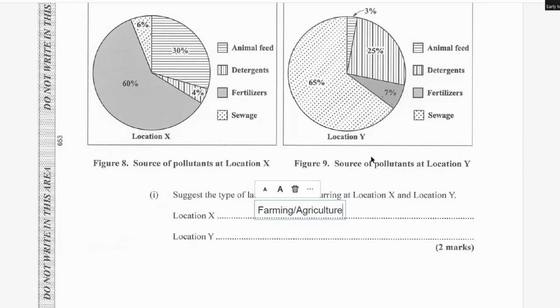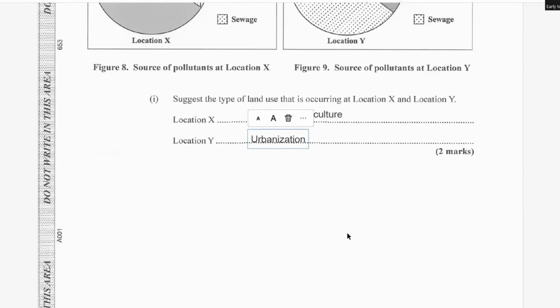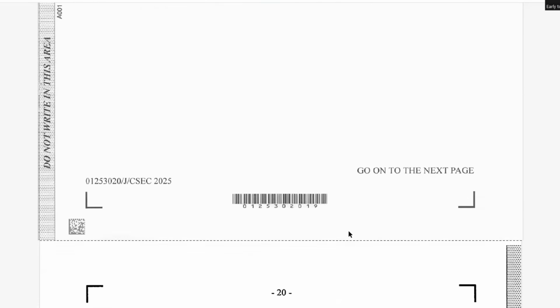So with all that animal feed and fertilizer, we know they're doing some kind of farming, something in agriculture. And for location Y, when we look at it, we see sewage being 65%. And then 25% is detergent. So we know some kind of urbanization has happened there. There probably could be a housing settlement, industrial settlement, right? So urbanization has developed the area in location Y.